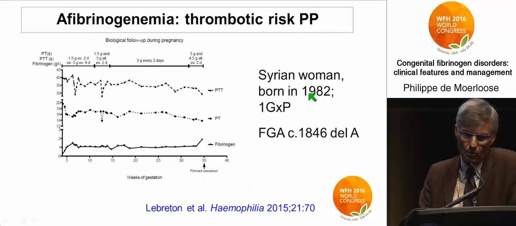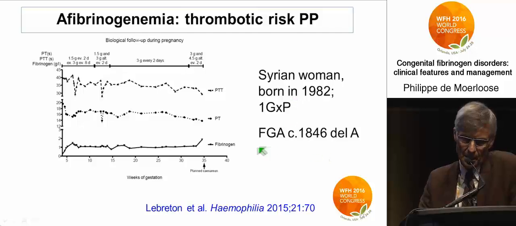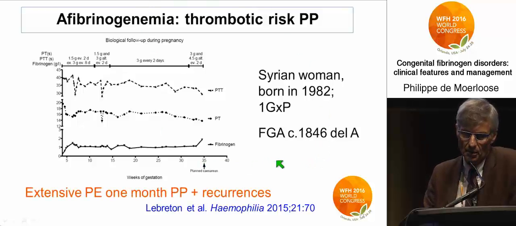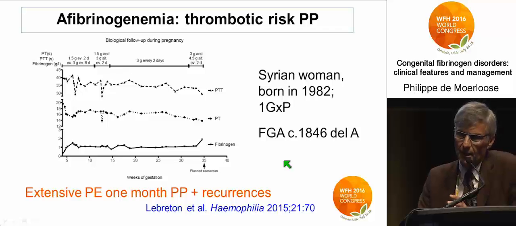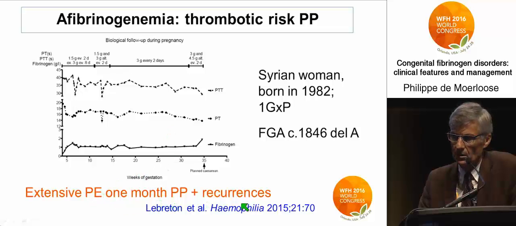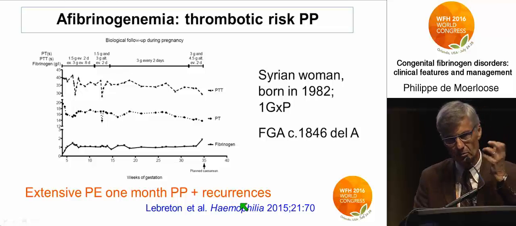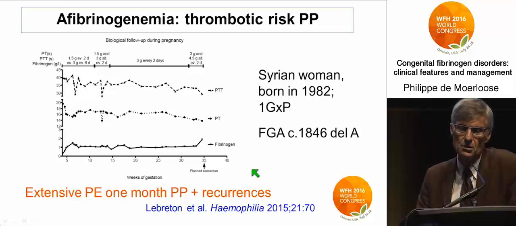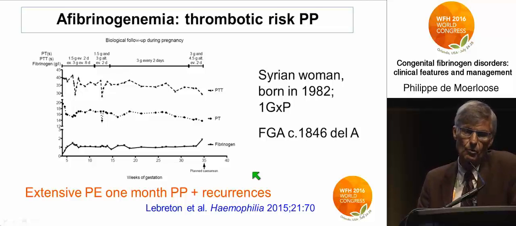That's a woman we know well, who lives in some part of Syria, has a clear afibrinogenemia, and she was able to carry on her pregnancy because she received fibrinogen. But what I would like to mention to you concerning this particular woman is two things. The first one, in her family, there is almost no bleeding, as I told you in the beginning. And what happened after the pregnancy: extensive pulmonary embolism 1 month postpartum, and recurrence after. So again, that means you have to be very careful with these patients when you substitute them, and to follow them and to give some prophylaxis, for example, in the postpartum.